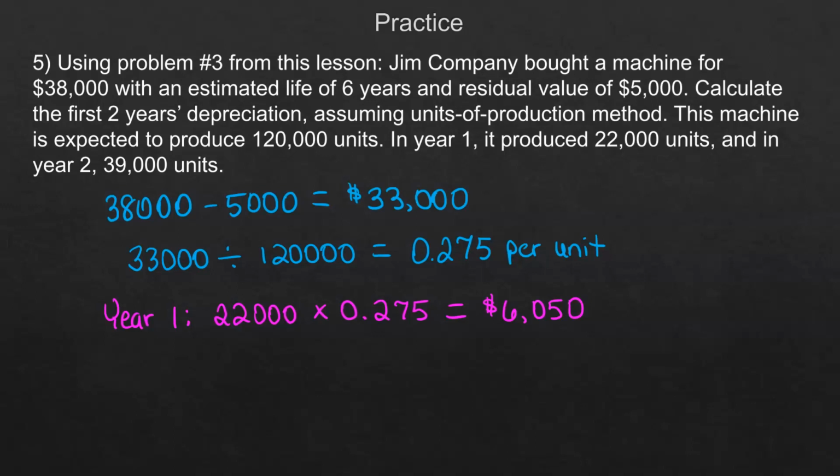And then we're going to calculate year 2. This one just said to calculate depreciation for the 2 years. We take 39,000 times 0.275, and that's 10,725. Okay, so we're finished with that depreciation using units of production. One of the hardest parts of the depreciation is to remember which type is which, which method am I using, how does it work, because there's some similarities and some differences with each one.